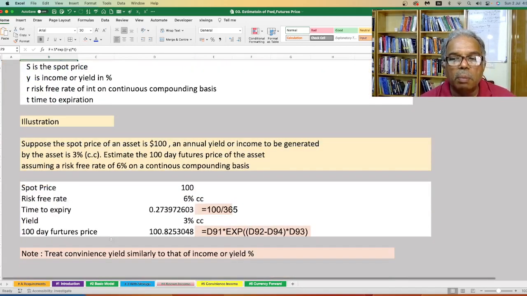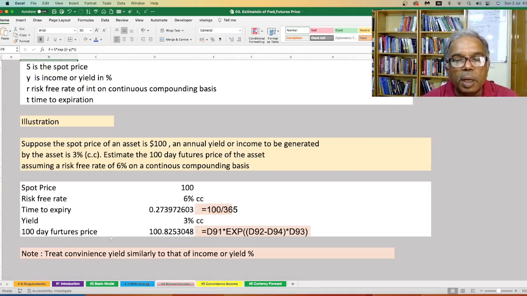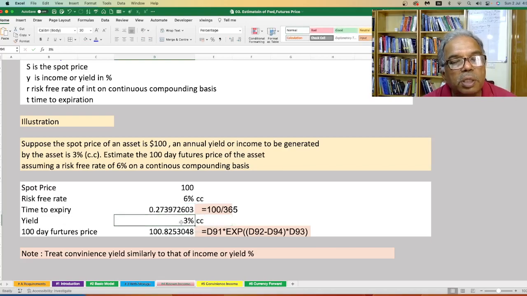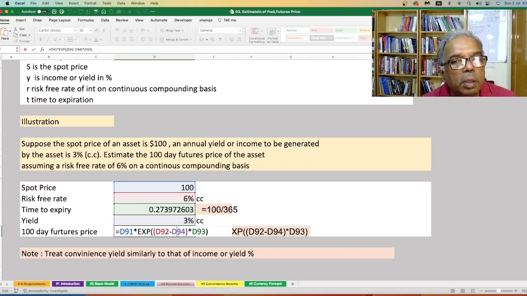Let's take a simple example. Suppose the spot price of an asset is $100 and the annual yield or income to be generated by the asset is 3% on a continuous compounding basis. Estimate the 100-day futures price of the asset, assuming a risk-free rate of 6% on a continuous compounding basis. The spot price is 100, the risk-free rate is 6%, and the time to expiry is nothing but 100 divided by 365, and the yield is given as 3%. So the 100-day future is nothing but the spot price times exponential of R minus Y times T.